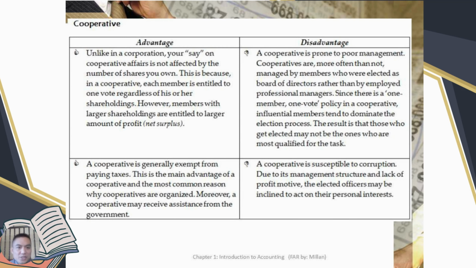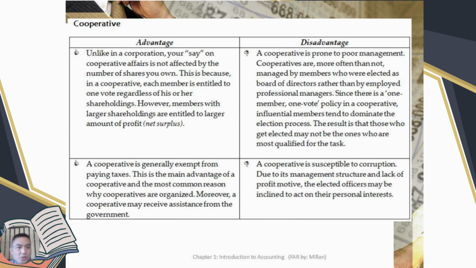For the cooperative, these are the different advantages and disadvantages. Number one, disadvantage. A cooperative is prone to poor management. Cooperatives are more often than not managed by members who were elected as board of directors rather than by employed professional managers. Since there is one member, one vote policy in a cooperative, influential members tend to dominate the election process. The result is that those who get elected may not be the ones who are most qualified for the task. Another, a cooperative is susceptible to corruption due to its management structure and lack of profit motive. The elected officers may be inclined to act on their personal interests.